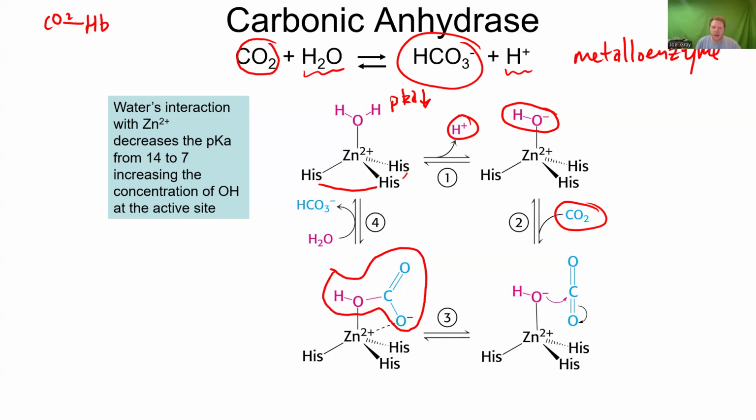That HCO3 minus is then more soluble, and so it is displaced by H2O, which, heck, is there enough water in the environment? Yeah, there's plenty of H2O. That HCO3 is displaced, we get another water molecule, and then this process starts all over again.